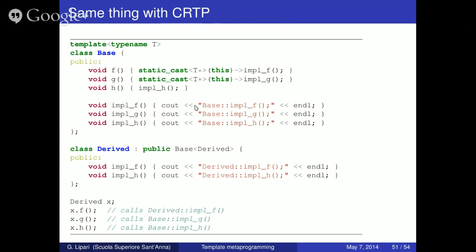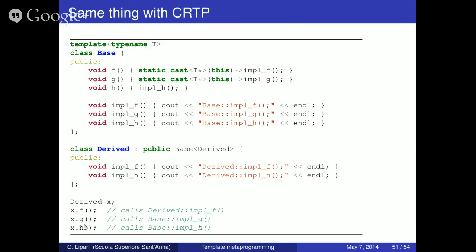Then you have the three implementations here. And in derived, you redefine the implementation for f, and you redefine the implementation for h. Now, x calls f. Derived is a public base of derived, so the template parameter T is actually derived. So x.f first takes this and performs a static cast to derived, and then calls implementation f. So it calls derived implementation f.